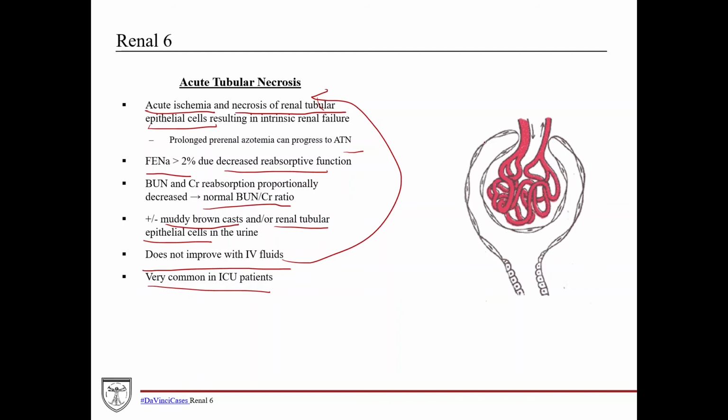And so again, although you can have decreased renal blood flow, it's got to get to the point where these cells die off. They die off, you lose that reabsorptive function, and then the cells are sloughed off into the urine, and that's where you end up seeing them in a urine analysis.